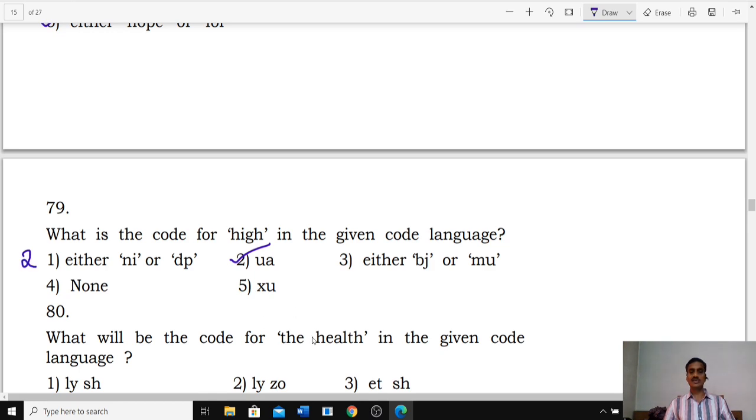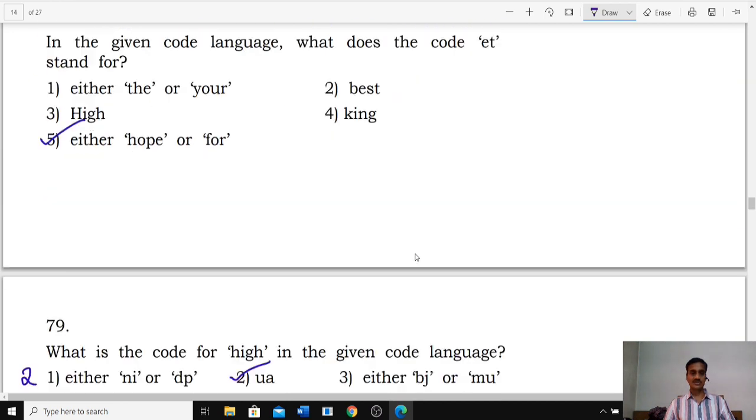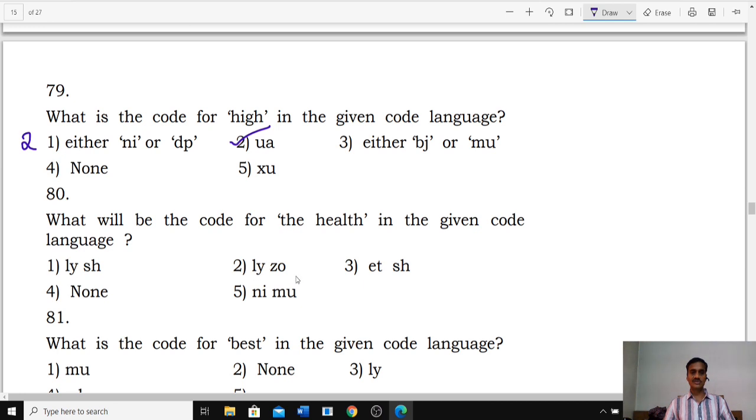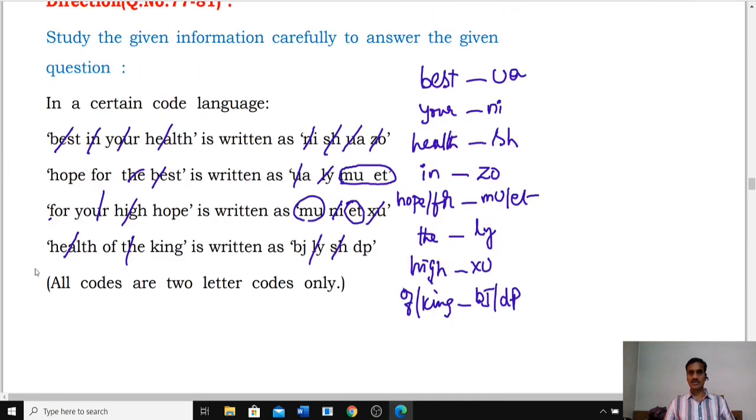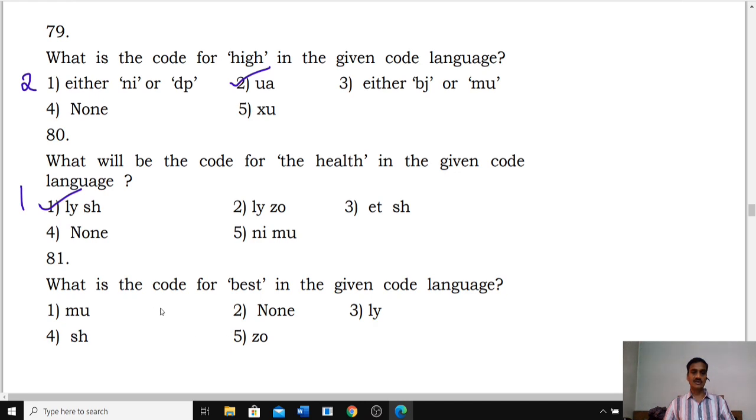What will be the code for the health? The is LY, health is SH. LYSH, that is choice 1, question number 80. What is the code for best? The code for best is UA, that is choice 2, none of this.